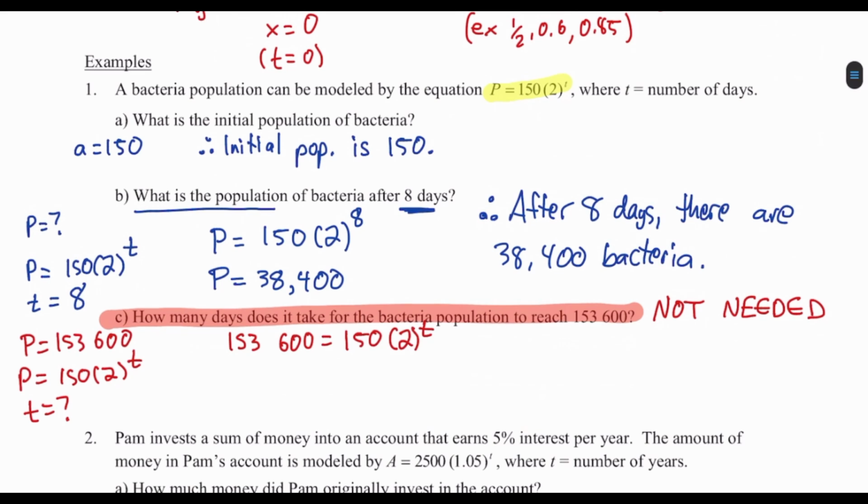And so I can start solving using the skills I've learned before. Right now I have 150 multiplying by this. So I can divide each side of my equation by 150. So remember, whatever we do to one side, we do to the other. And so I can simplify this a little bit. 153,600 divided by 150 is 1024, equals 2 to the power of t. And that looks pretty reasonable.